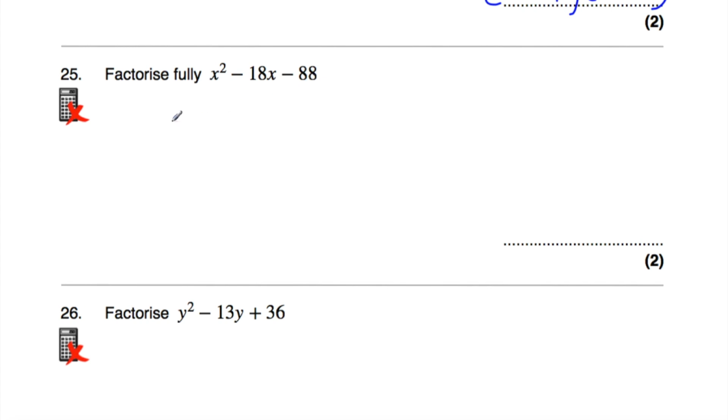So we are going to factorize this. Let's put our brackets down, and put x and x, and we want to find two numbers that will multiply together to be minus 88 and add together to be minus 18. Now, because it's minus 88, one's going to be positive and one's going to be negative. So let's try minus 8 and 11 to begin with, because minus 8 times 11 will be minus 88. But if we add them together, minus 8 plus 11 is 3.